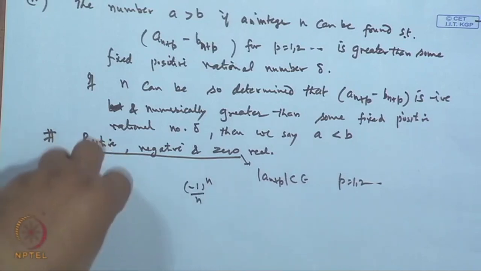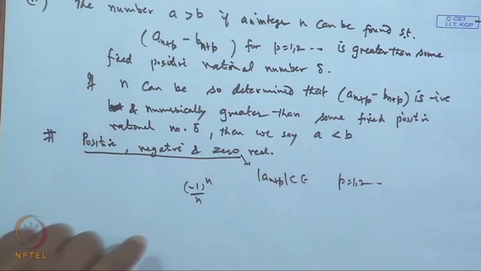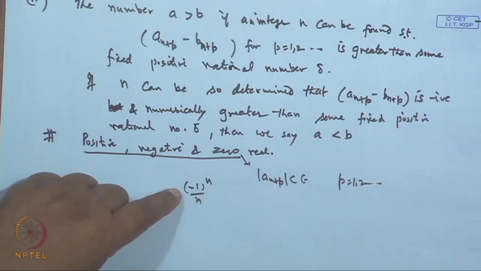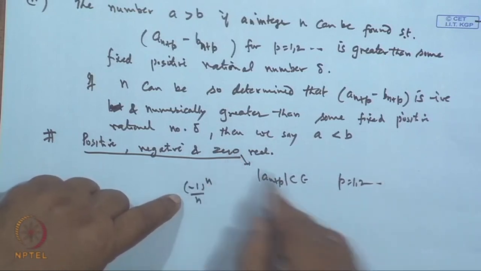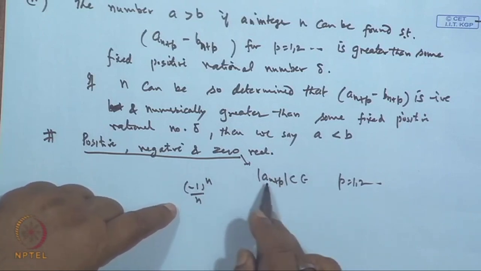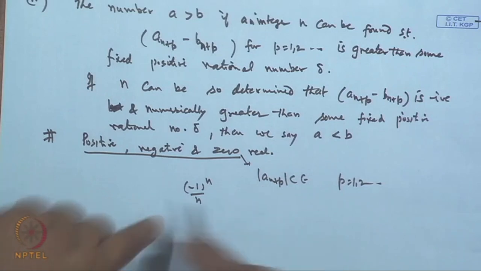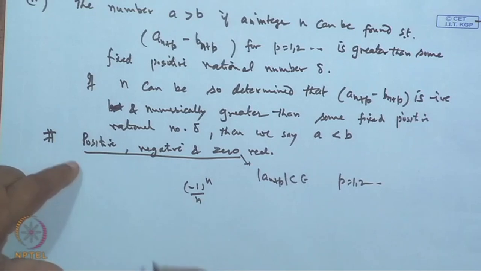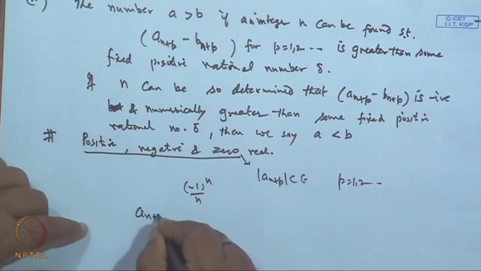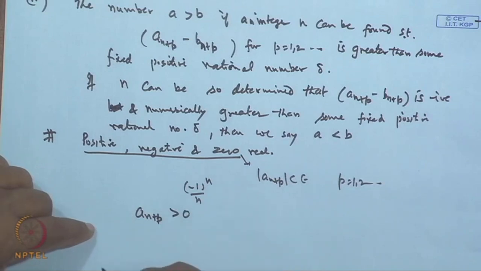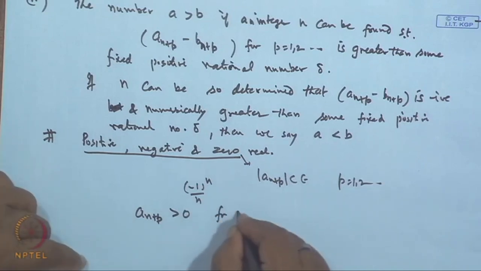It goes plus 1, minus 1, plus 1, minus 1, but the limit of this is tending to zero. So, in this case, when the terms correspond to 0 or are tending to 0, the sign of a_{n+p} may vary. But when you take the positive or negativeness, what happens is, when you say positive, it means after a certain stage a_{n+p} must be greater than 0 for p = 1, 2, 3.